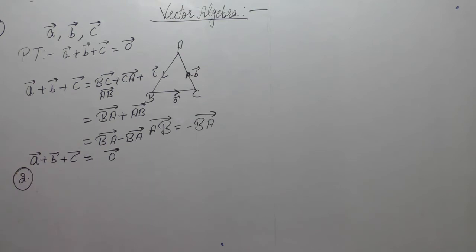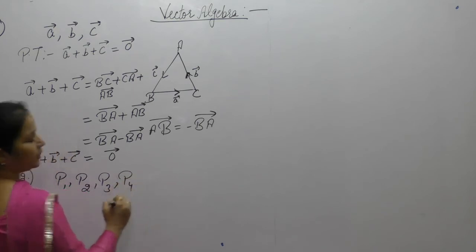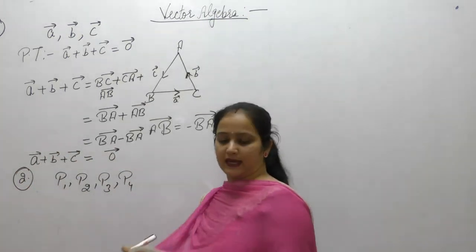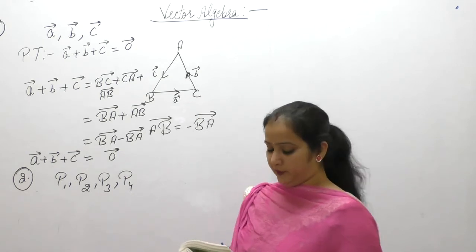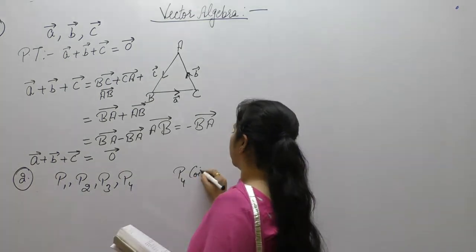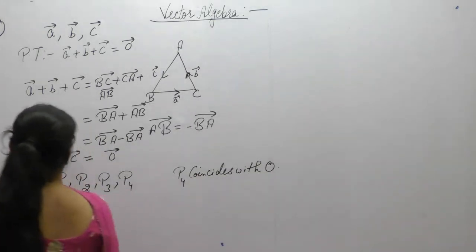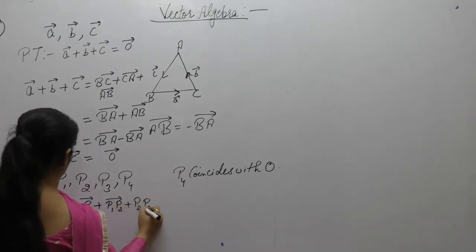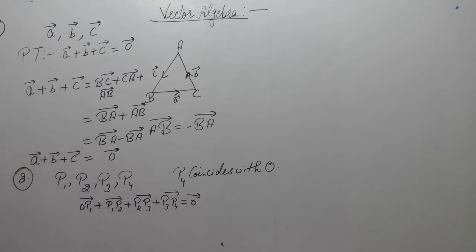Now the next one is: if P1, P2, P3, P4 are points in a plane or space and O is the origin of vectors, show that P4 coincides with O if and only if OP1 vector plus P1P2 vector plus P2P3 vector plus P3P4 vector is equal to 0 vector.